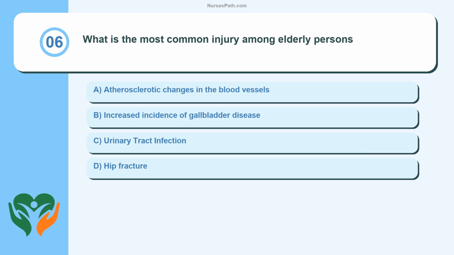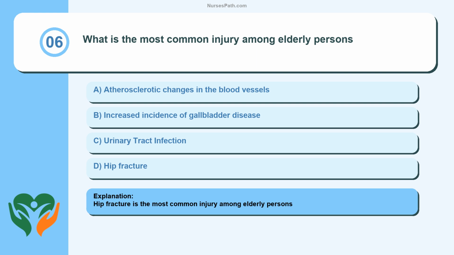Question 6. What is the most common injury among elderly persons? Atherosclerotic changes in the blood vessels. Increased incidence of gallbladder disease. Urinary tract infection. Hip fracture. Hip fracture is the most common injury among elderly persons.